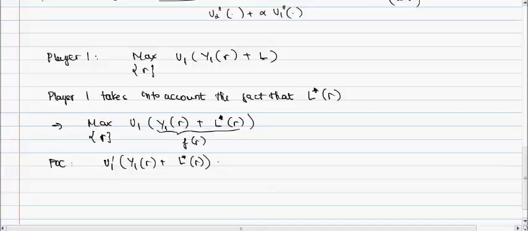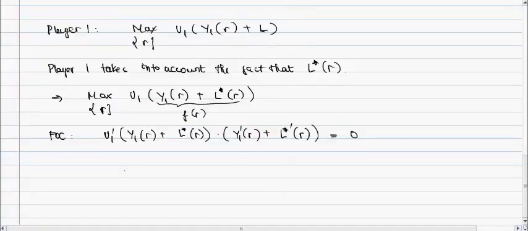When we differentiate everything inside the bracket with respect to R, differentiating y1 as a function of R gives y1 dash of R, and differentiating L star as a function of R gives L star dash of R. So now you can see the purpose of finding L star dash of R earlier: we want the function in order to substitute it in here. For the first order condition, we make this equal to 0.